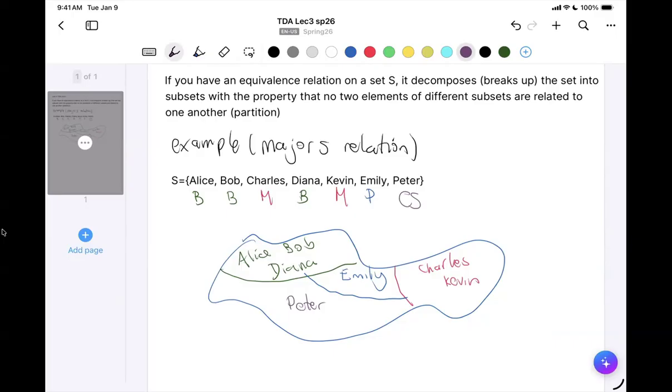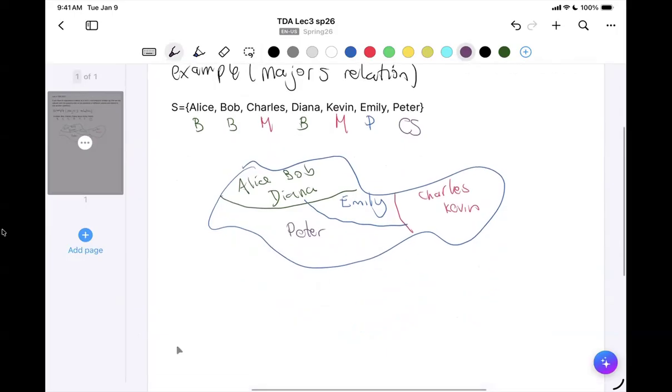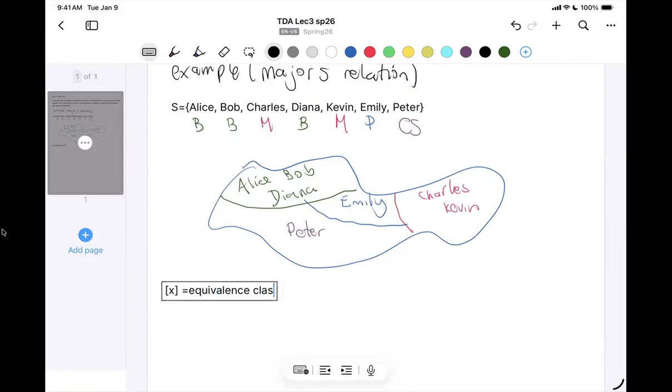And there's a common term and notation, which is called the equivalence class of an element. Let me write it down in this example, so that if you ever take discrete math or intro to math reasoning, where you do a lot more of this stuff. This is called the equivalence class of an element X, and it consists of all the elements that are related to X.